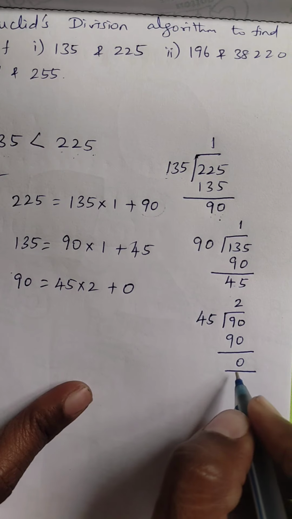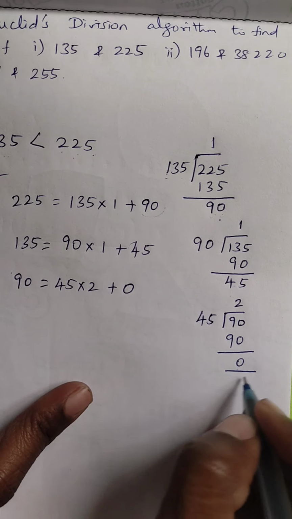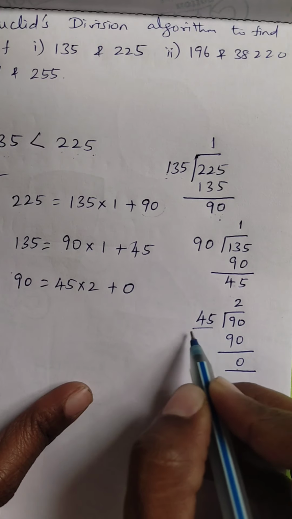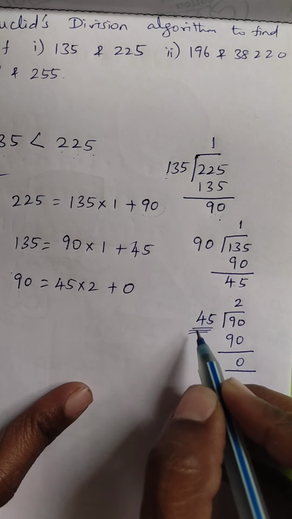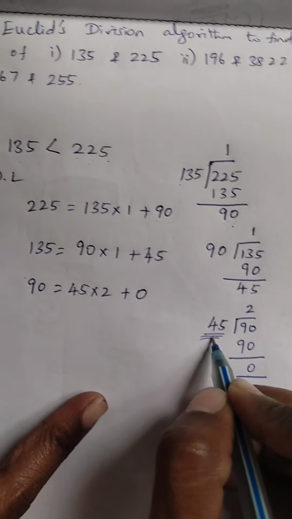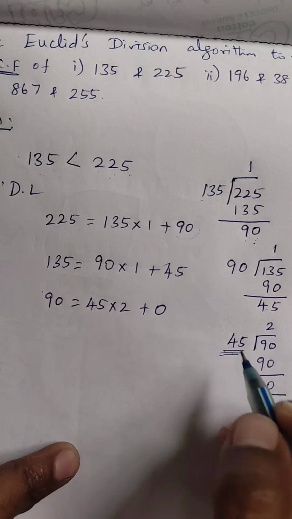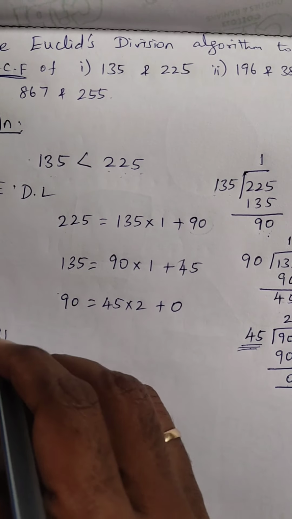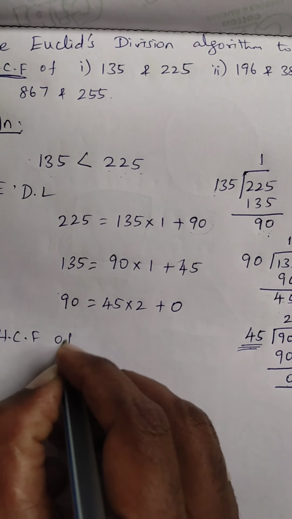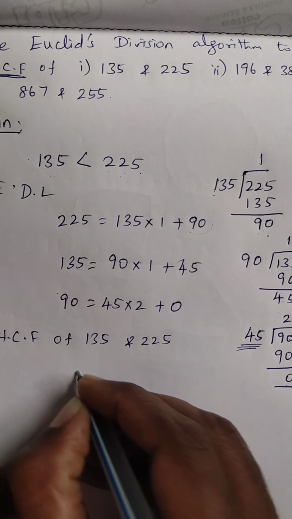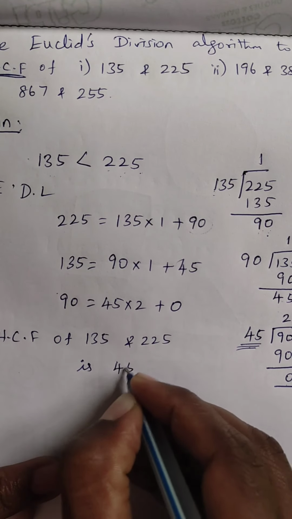So the place where we got the remainder as 0, that position's divisor is called the highest common factor of the pair of integers. So in this case, the highest common factor of 135 and 225 is 45.